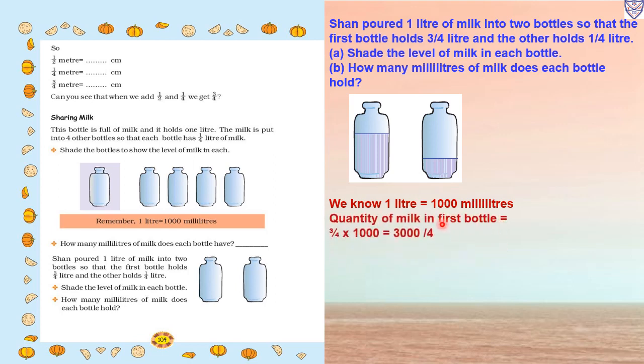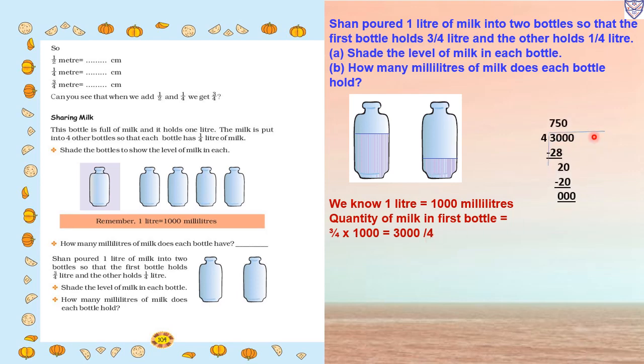So the quantity of milk in the first bottle. How much quantity is there? That is 3/4 liter. So 1 liter equals 1000 milliliters. So 3/4 multiplied by 1000. So 1000 multiplied by 3, we will get 3000. Now we will divide by 4.